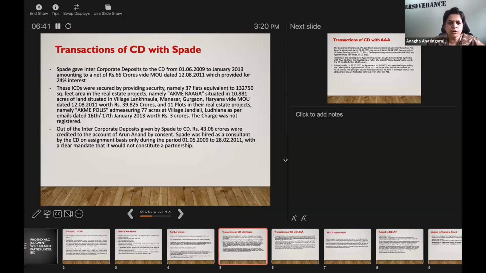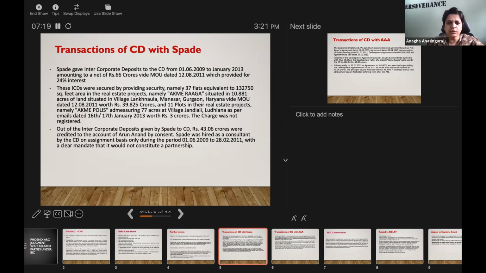Now, the charge was not registered with the ROC. Even though the ICDs were secured, and the transactions between the parties said that it was a secured transaction, the charge was not registered with the ROC. Out of the intercorporate deposits of 66 crores given by SPADE to the CD, 43 crores were credited to the account of Arun Anand by consent. So here SPADE as well as the corporate debtor agreed that out of the 66 crores being borrowed by the CD from SPADE, 43 crores would be transferred to the account of Arun Anand. So effectively, the CD got only the balance of, say, 23 crores.